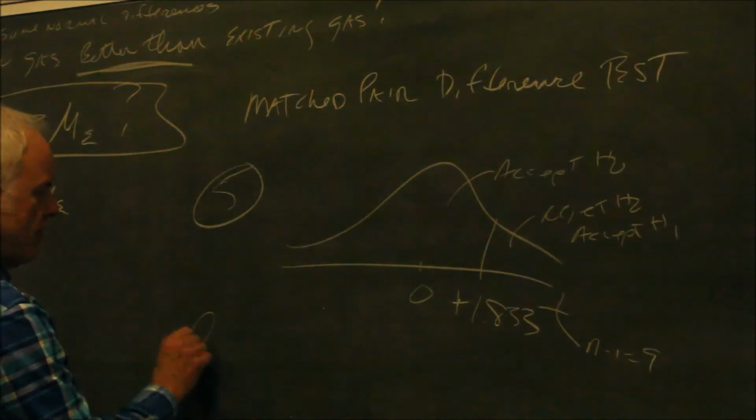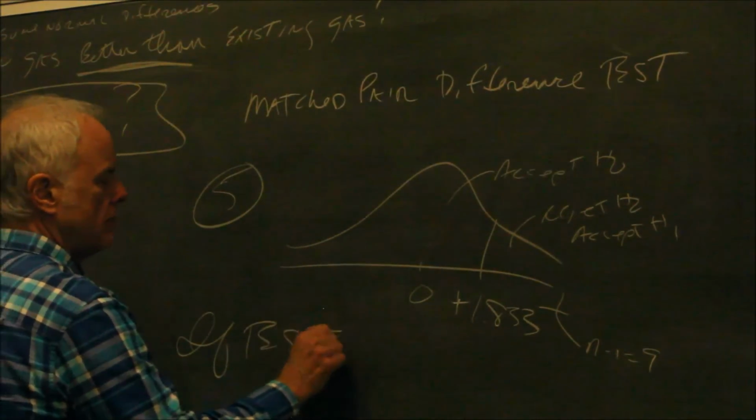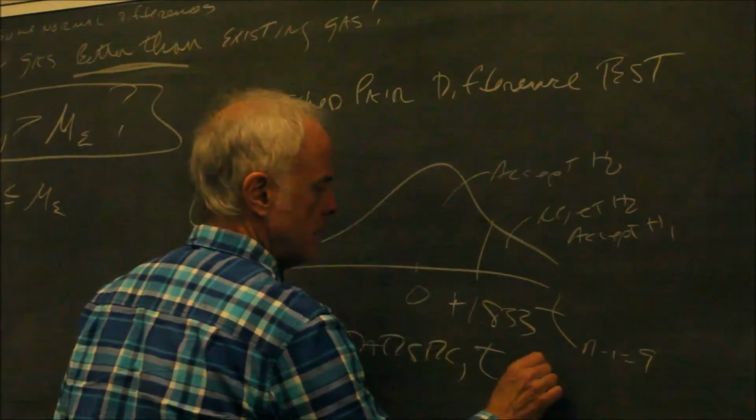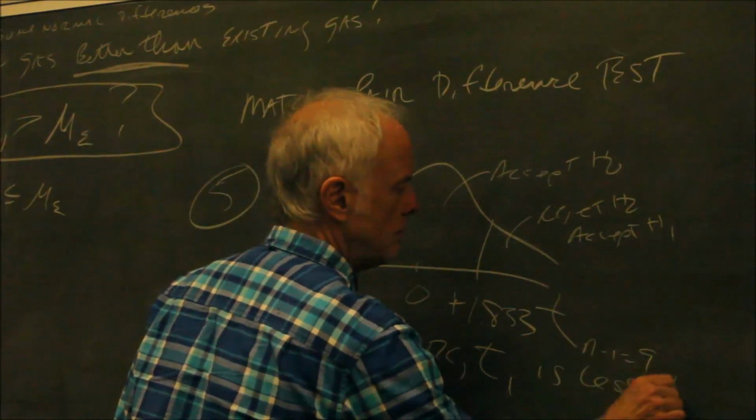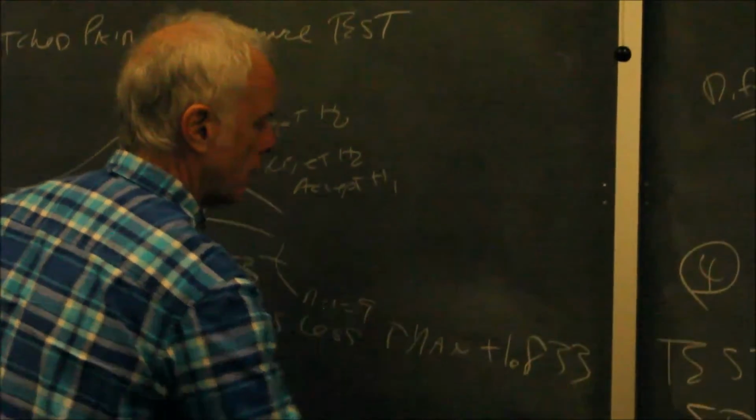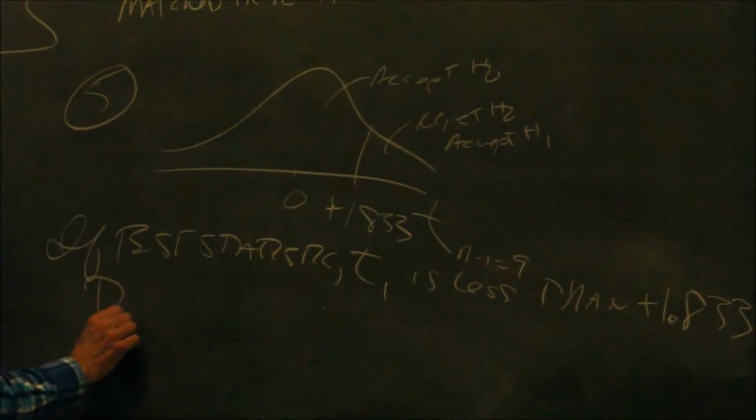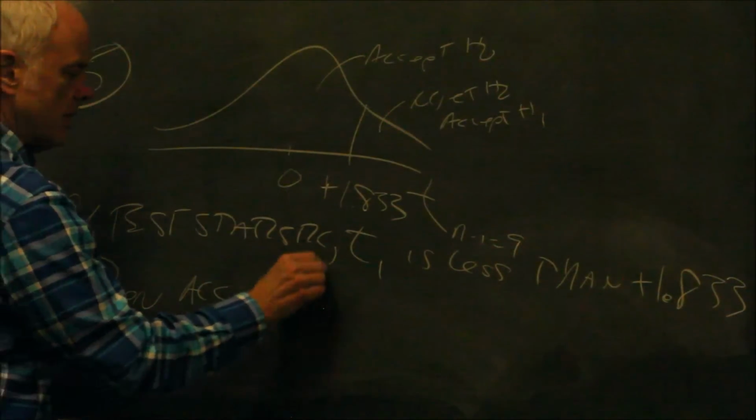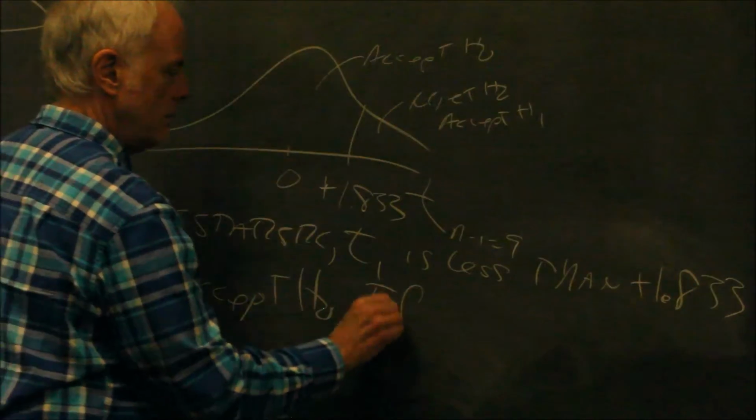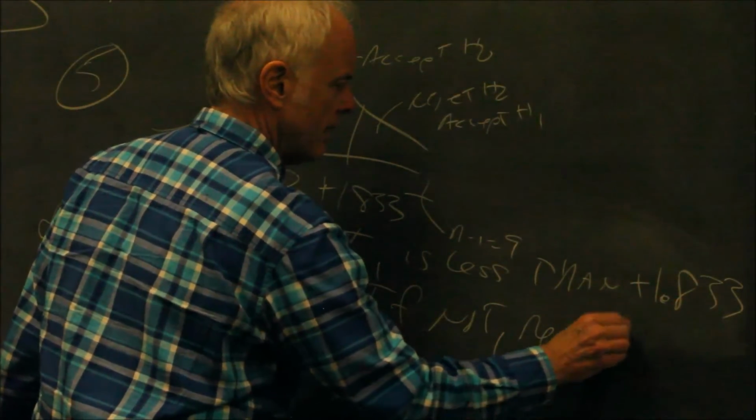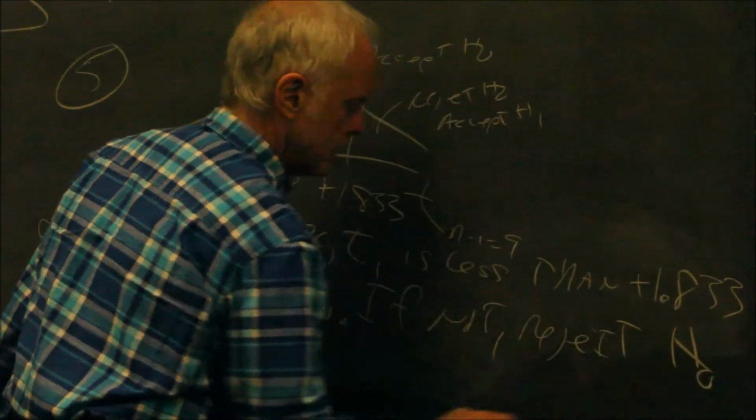So if the test statistic T is less than plus 1.833, then accept H0. If not, reject H0 and accept H1.